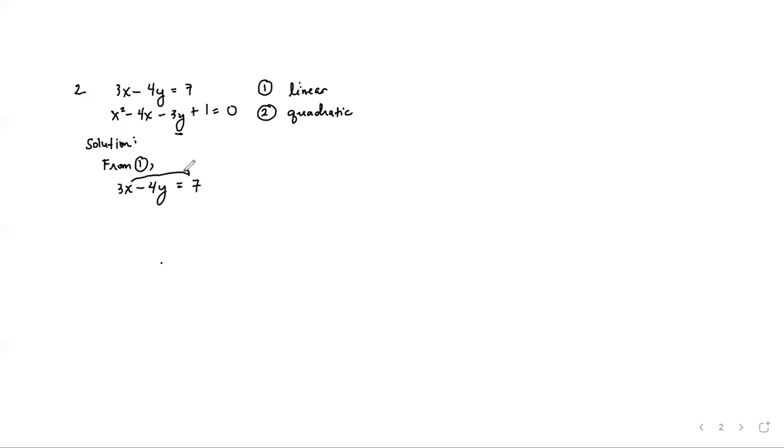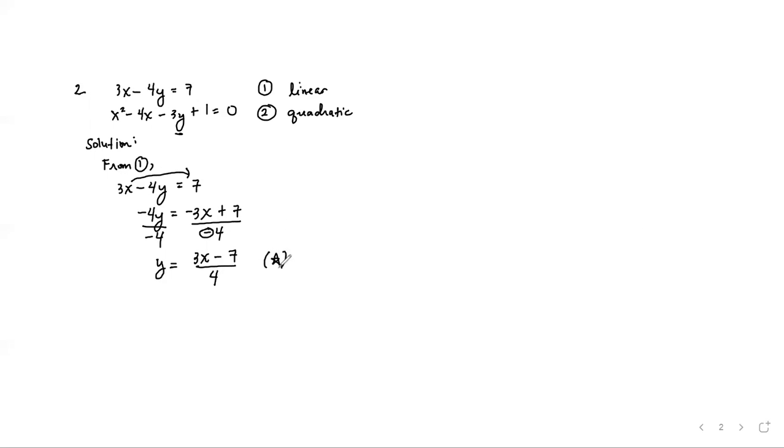So we will transpose 3x. So we get negative 4y equals negative 3x plus 7. And then dividing both sides of this equation by negative 4, this will yield y is equal to (3x minus 7) over 4. So observe that I changed the signs of the terms in the numerator because of the division by negative 1. And then we call this the star equation.